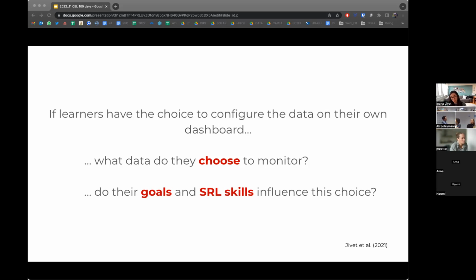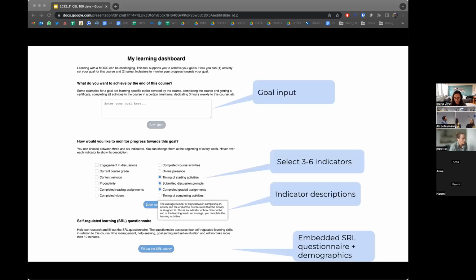So we gathered input from a large sample of students while having them interact with a dashboard in an authentic learning setting. We wanted to achieve this instead of asking students to imagine themselves in a place where they received the dashboard. So for this purpose, we built a customizable dashboard on which learners could choose indicators that they wish to monitor. This is how the dashboard looked.